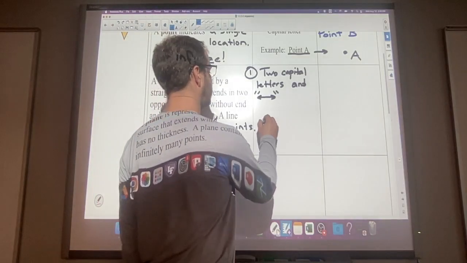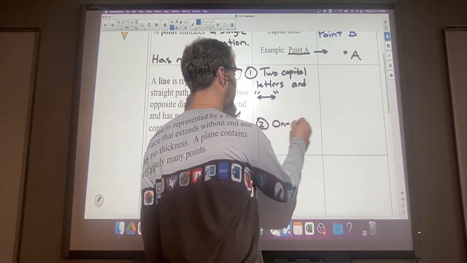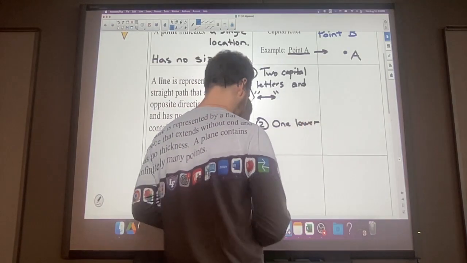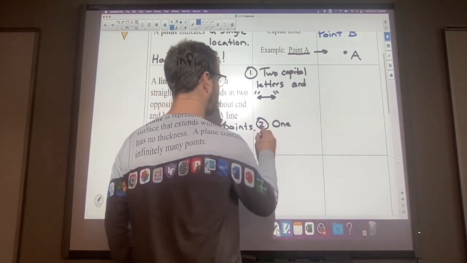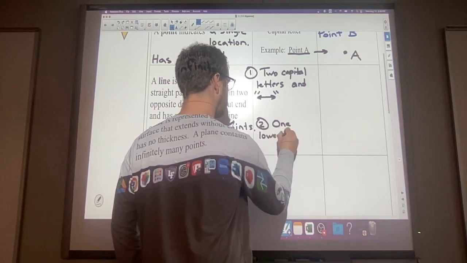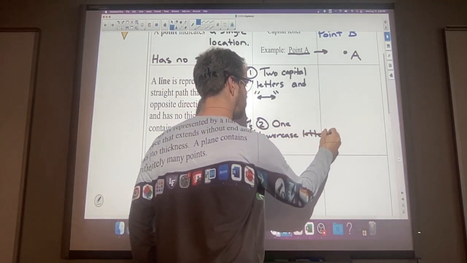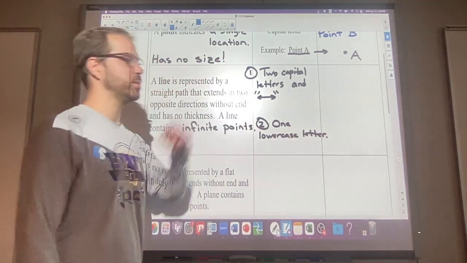All right, second way, you could use one lowercase letter. And I should probably leave myself some room to write it. One lowercase letter. Okay, now we're going to draw a line. I'll show you both these methods so it makes a little more sense.